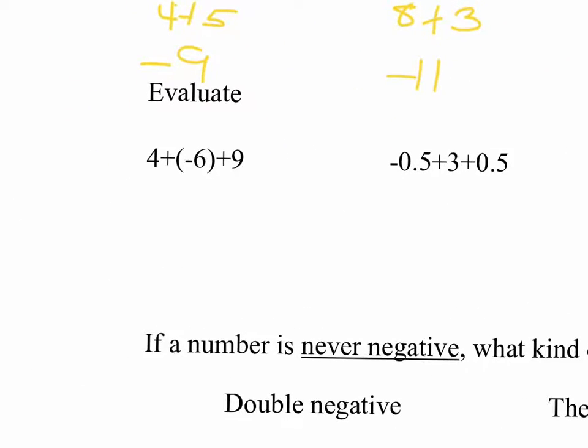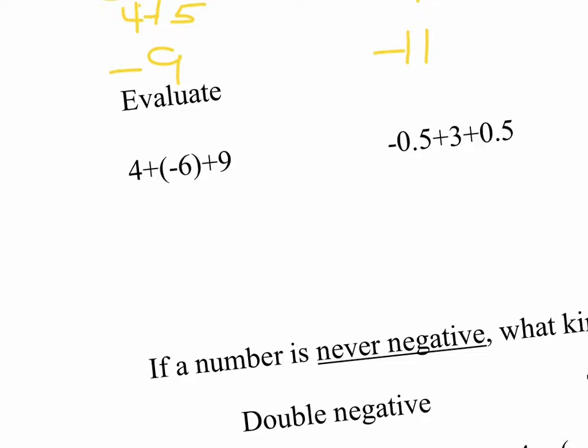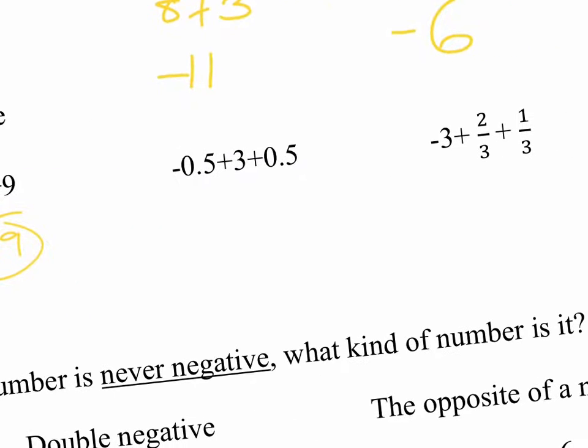Okay, evaluate just means to solve, so I get 4 plus a -6, opposite sign, subtract, so I get 6 minus 4, which is 2, keep the negative sign because 6 is bigger than 4, then I have +9 left, so I rewrite that, -2, +9, opposite sign, subtract, so I get 7, and 9 is bigger than 2, so I keep the positive.